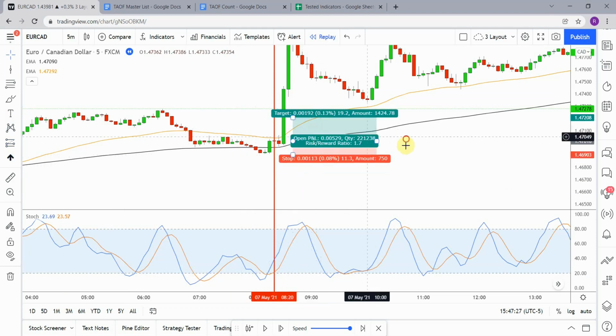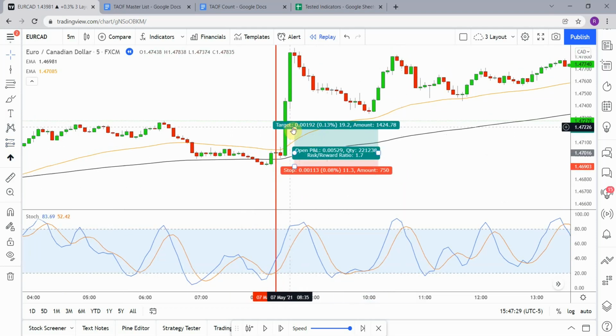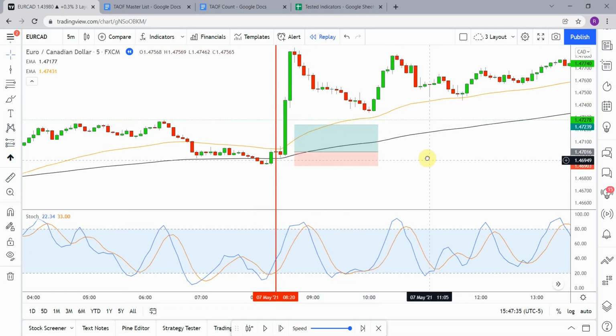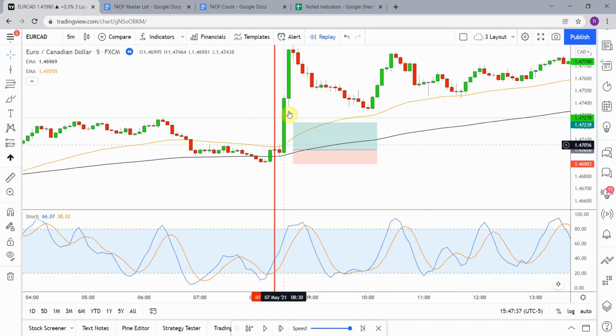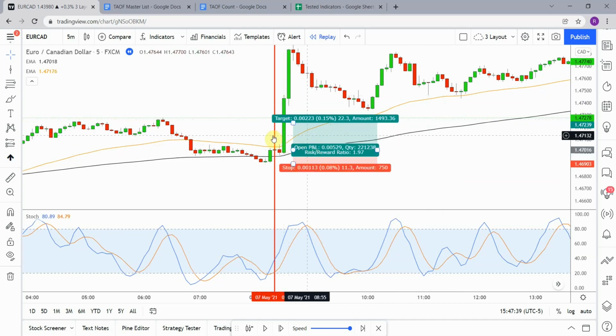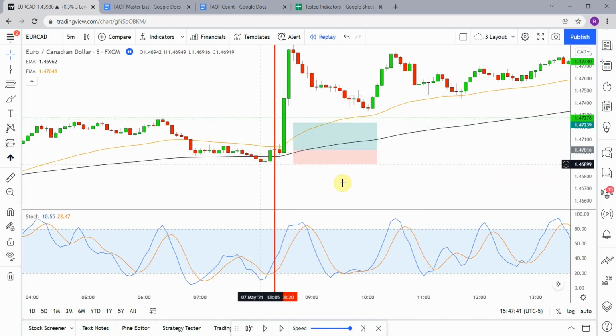And then we would target a 2-to-1 risk reward. And so that would put us at about right there in that general area. And you can see that price action takes off really nicely, hitting our take profit. And so that's an example of exactly what we are looking for.